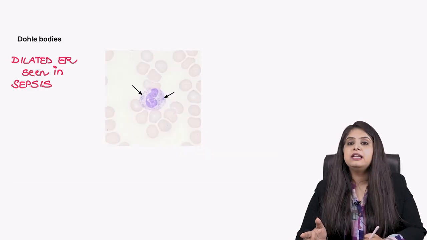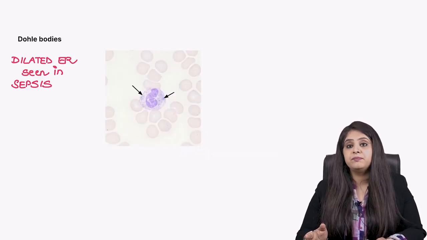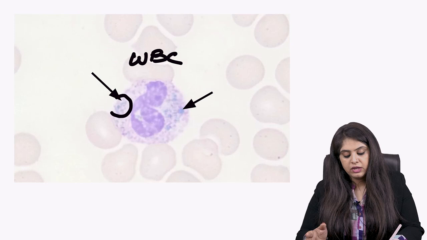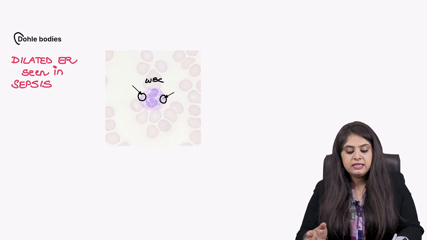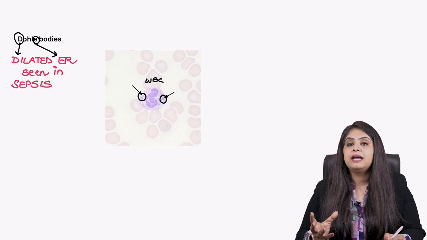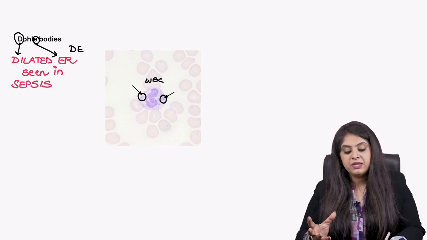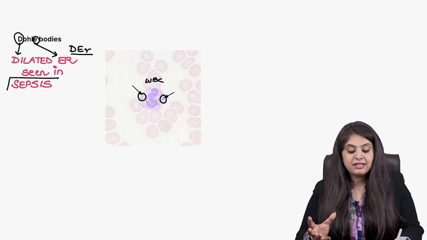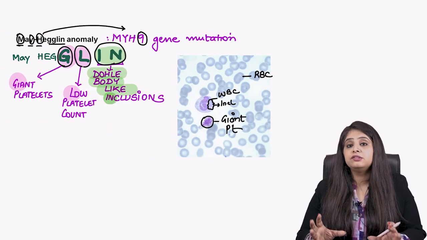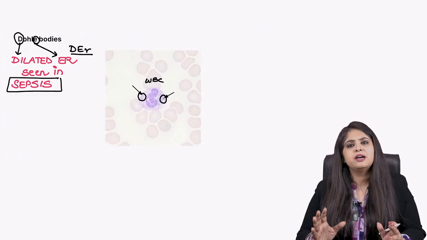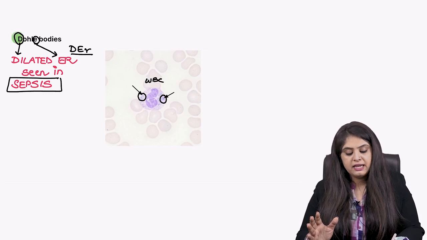So ma'am, what exactly are Dohle bodies? I've got you the same image again. It's the same white blood cell, and in that I can see some blue color body here, some blue color body here. So what exactly is a Dohle body? D and E, Dohle. Take the first and the last alphabet. This is nothing but a dilated endoplasmic reticulum, and this is formed whenever the patient has severe bacterial infection or sepsis. So in May-Hegglin anomaly, you see Dohle body, and this Dohle body has been asked a lot of times. Dohle body is dilated endoplasmic reticulum seen in sepsis.